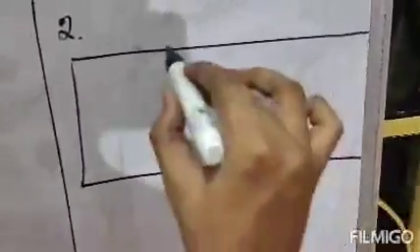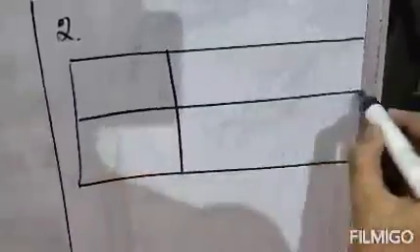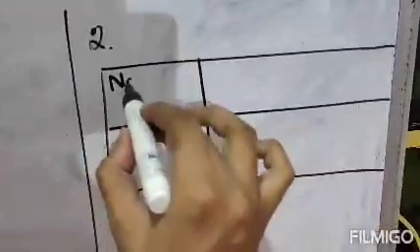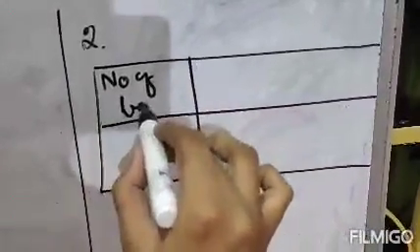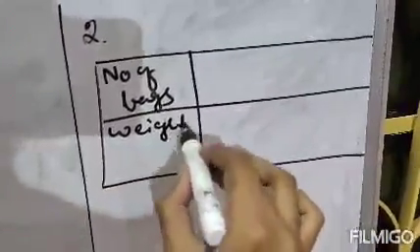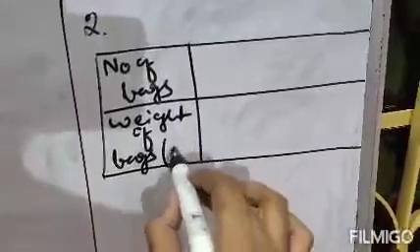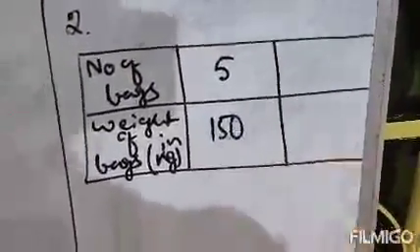So there are two quantities. One quantity is the number of bags, so we will write here number of bags, and another quantity is weight of bags. Weight of bag is given in kg, so just write the unit in bracket. Now, 5 bags of rice weigh 150 kg. So if the number of bags is 5, its weight is 150 kg.